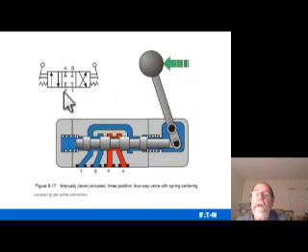Again, this is a manually operated, spring-centered, three-position, four-way control valve. And you can see there's no latch or little pin pawl. So once you put it somewhere and release it, it's going to spring center because you've got springs on both sides.